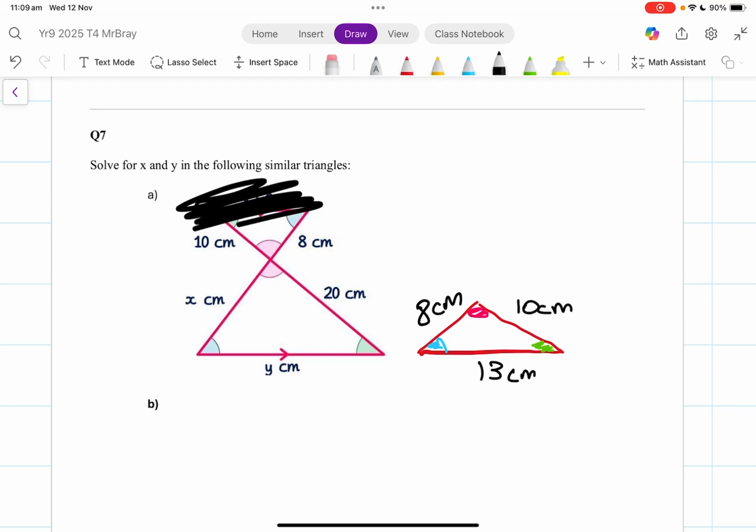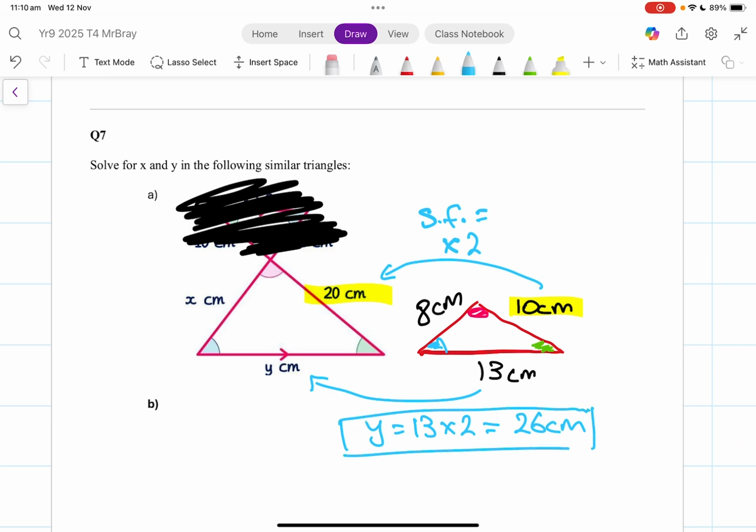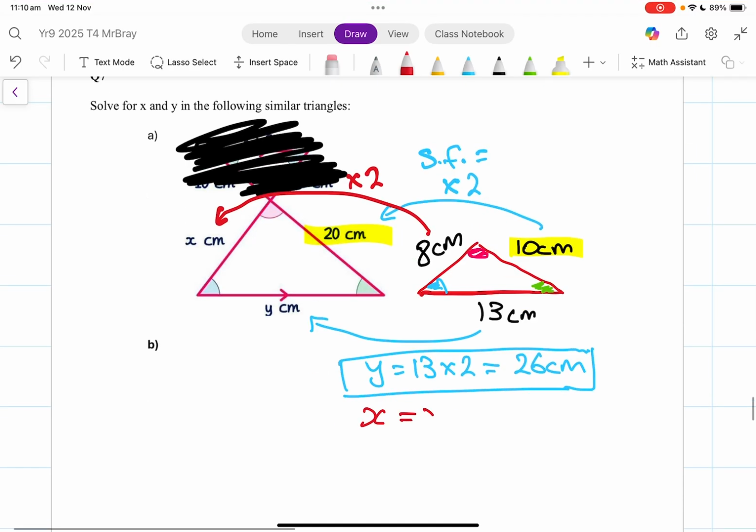All right, and so now I can forget that triangle exists, and I can just look at it the way that I've drawn it. And we're solving for X and for Y. So let's use our pair of corresponding sides here. Let's recognize that the scale factor to get from there to there is times 2. Scale factor is times 2, which means to get from 13 to Y, we need to multiply by 2. So Y is going to be 26 centimeters. And then to get from 8 to X, we need to multiply by 2. So X is going to be 16 centimeters.